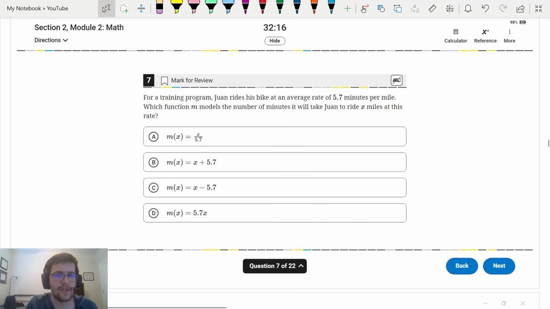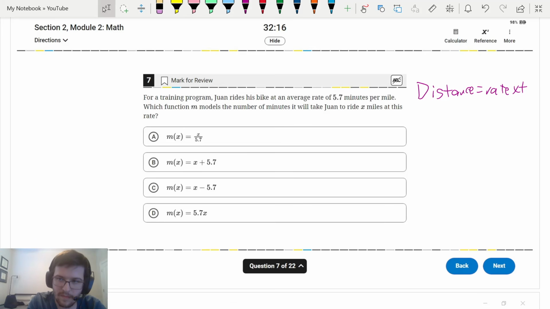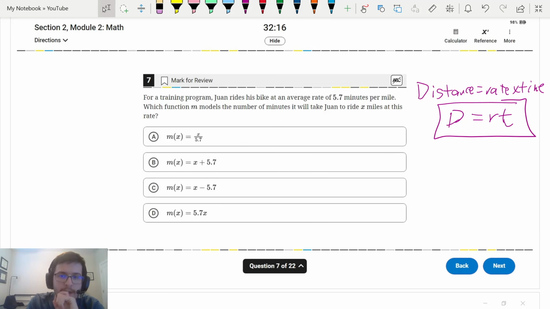Okay, so here's an equation you got to know for the test. Distance equals rate times time. Or D equals RT. That's how we write it with shorthand. Okay, so D equals RT. So he's going at a rate of 5.7, and it wants to know m minutes, so that's the time, and then x miles, that's the distance.